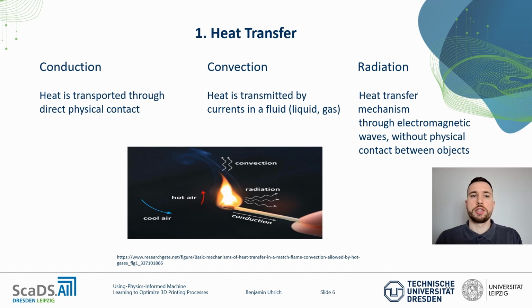So first, there is heat conduction. Here, heat is transported through direct physical contact. As you all know, metal is a very good heat conductor. There's also convection. Here, heat is transmitted by currents in a fluid like liquid or gas. During melting, metal changes its state of aggregation from solid to liquid. So this heat transfer mechanism is also applied in 3D printing. And at the end, there's radiation. This is a heat transfer mechanism through electromagnetic waves without physical contact between objects. Radiation is also used in 3D printing, and another good example for radiation are thermal imaging cameras. These are required for sensor data generation.